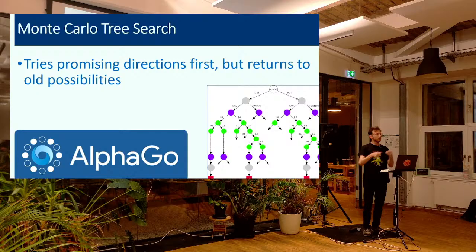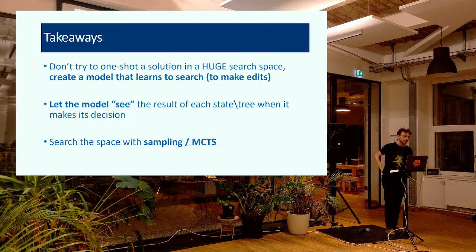And now I can iteratively sample and expand my network using Monte Carlo tree sampling or a similar algorithm until I get a result. And I think this is a much, much better approach, especially when you have a huge search space. Don't create a model that tries to solve a problem directly, but one that learns how to search and improve on previous solutions, and let this model see what it's made so far and respond to this.